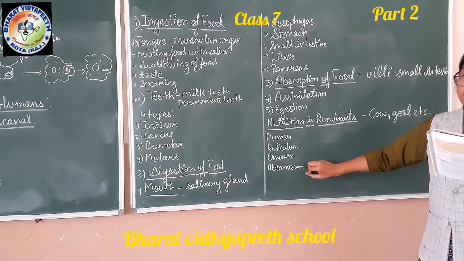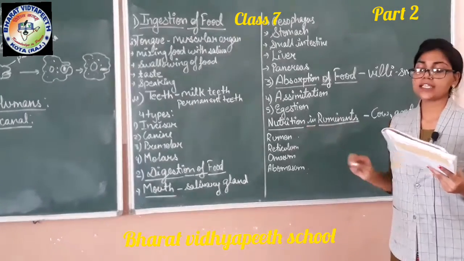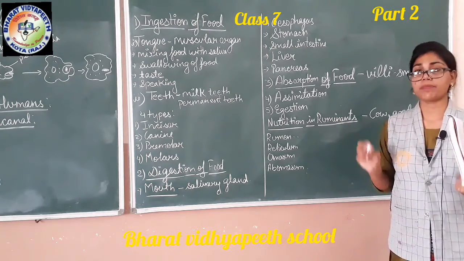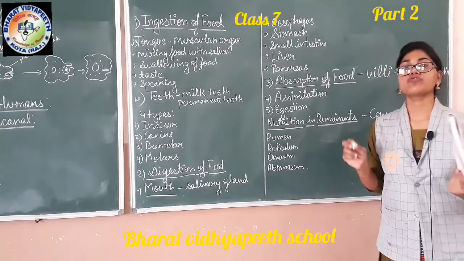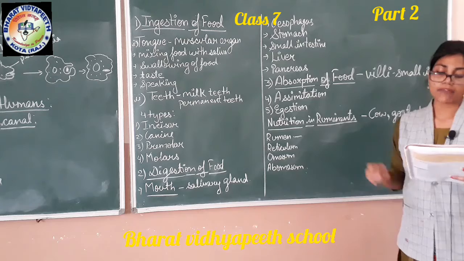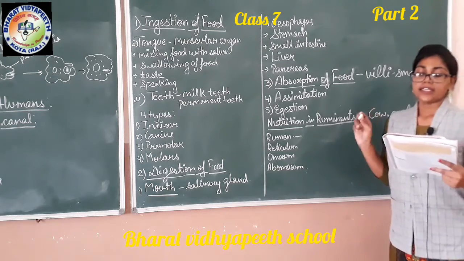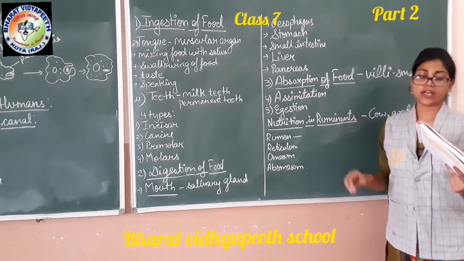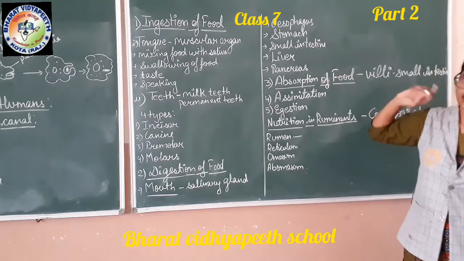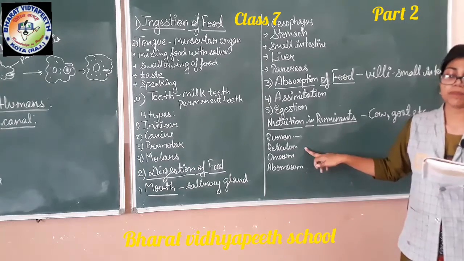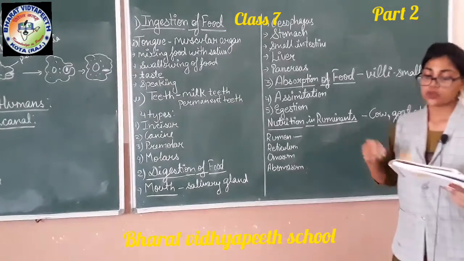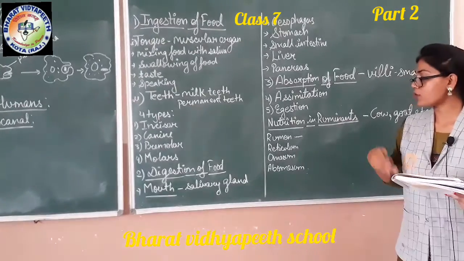The rumen is the largest chamber of the stomach found in ruminants, mainly used for storing food. Then after that is the reticulum. What does the reticulum do? The reticulum works like the esophagus in humans. It provides a passage for the food to move from the mouth to the stomach.